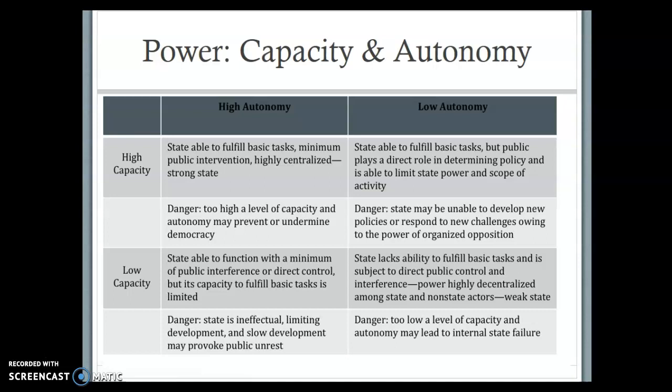All right, then we have high capacity, low autonomy on the top right. Here it's a state that's able to fulfill basic tasks, but the public plays a direct role in determining policy and is able to limit state power and scope of activity. So here we're thinking about something like Canada or the US. There's a lot of input from the people. They all have opinions. They're generally able to express those opinions. You have local town councils that will debate things. People can come up and speak their opinion at those things.